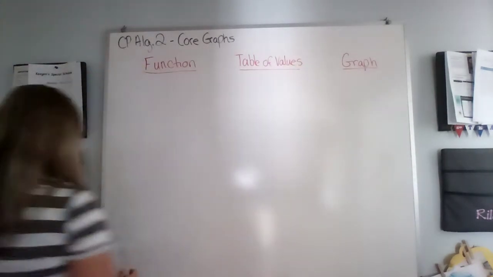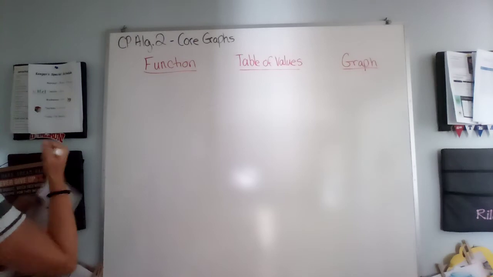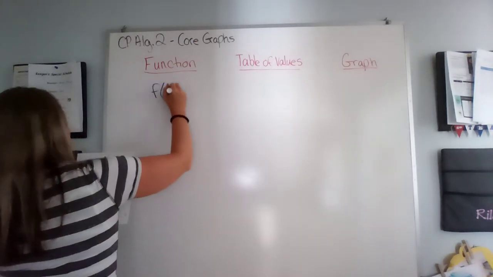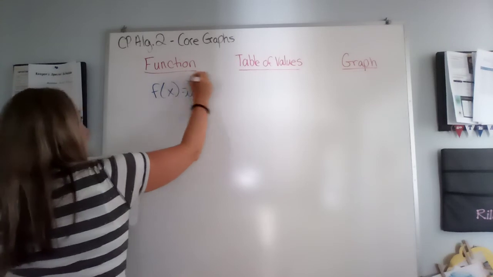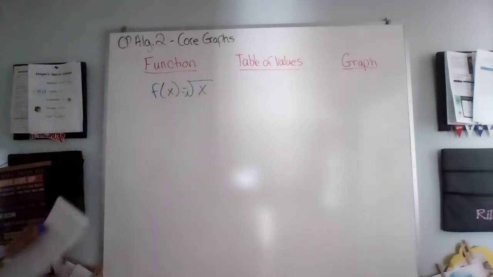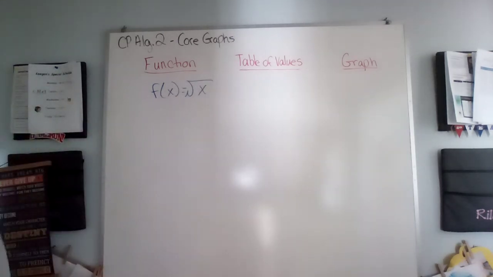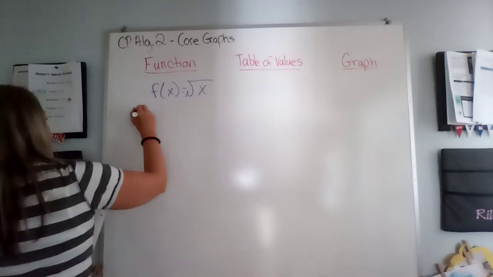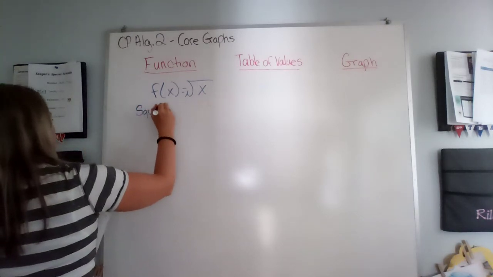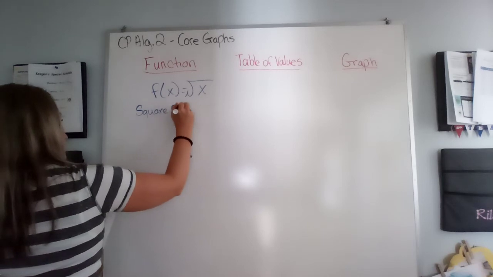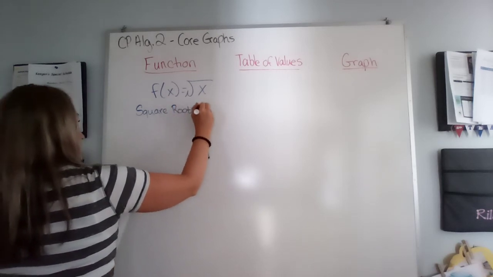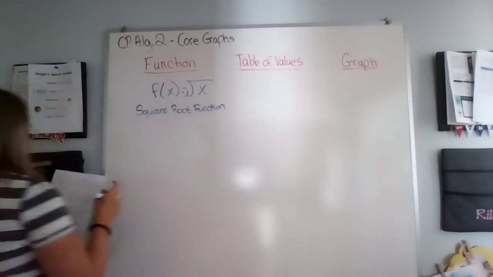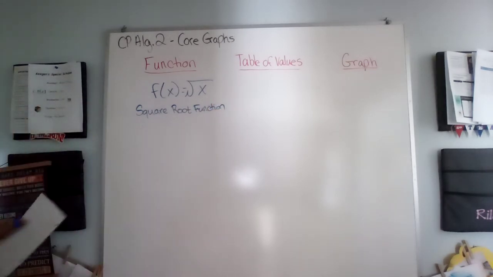The fifth function, f of x equals the square root of x. The name of it, being that there's a square root in it, is called the square root function. Square root function. It crosses the y-axis at 0, 0.